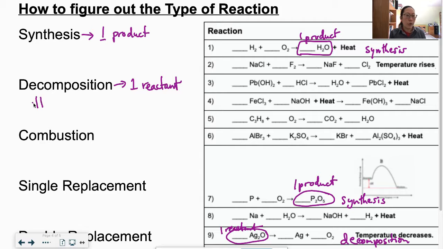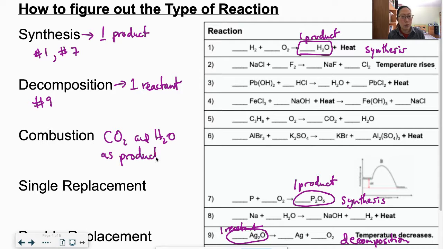Okay, so number 9, let me put the numbers on: number 1 and number 7 are synthesis. Number 9 is a decomposition because it has one reactant. The next type that we'll look for is a combustion. So to recognize a combustion, we're going to see CO2 and H2O as products. Okay, so if we see CO2 and H2O as products, that's going to be a combustion reaction.